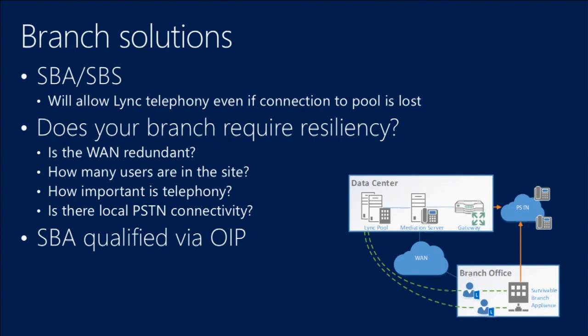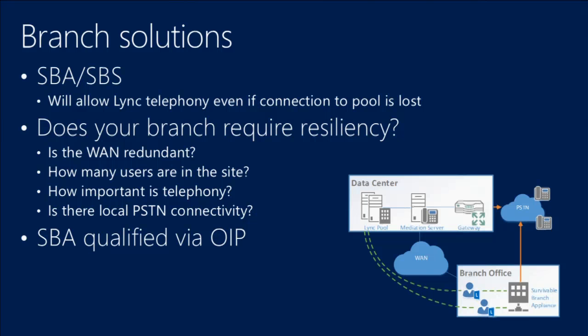But the question is then always, where do I start? Who needs to have this kind of survivability? The first question that I usually ask is, is your WAN redundant? If your network is redundant, then you should not consider any site a branch. Because if you basically never lose your network, you will never need to provide any survivability for this. You can just use the survivability that you provide for your central pool as well. So if you have a redundant WAN, you will not need any SPA or SBSs.